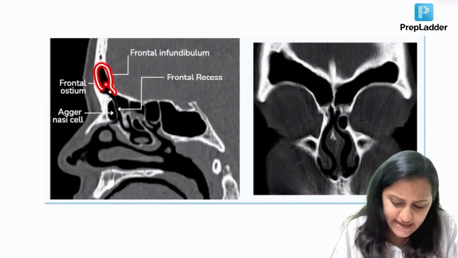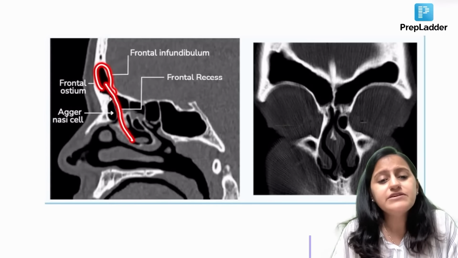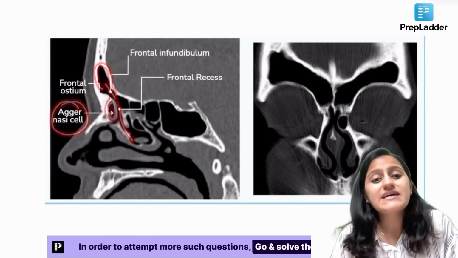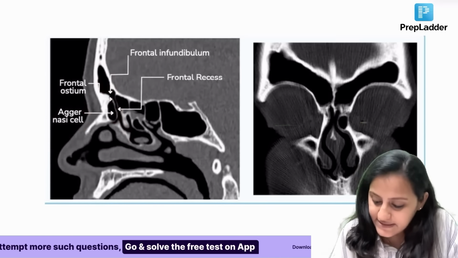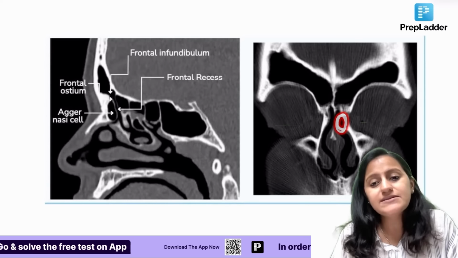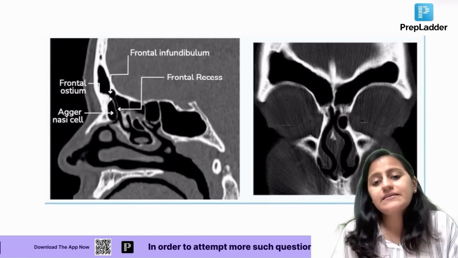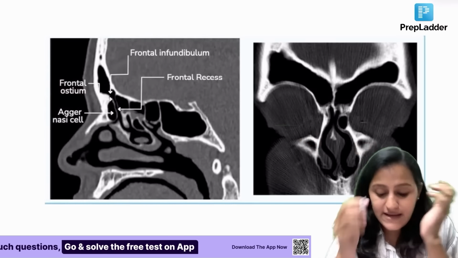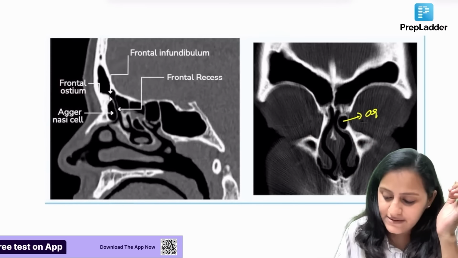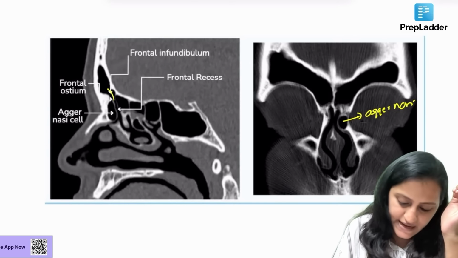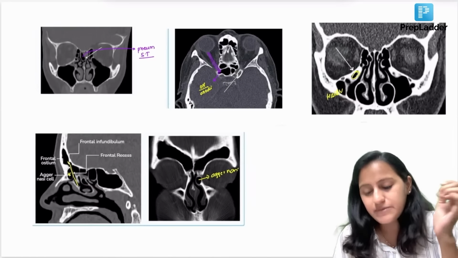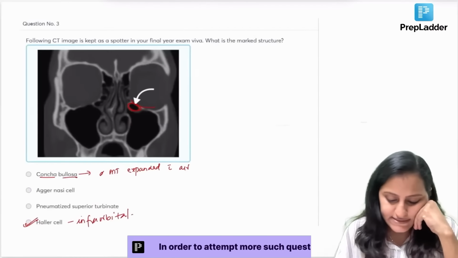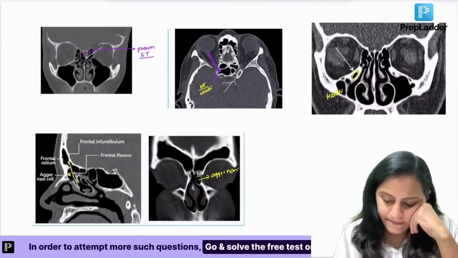This is the frontal sinus draining here. In front of the frontal recess, the air cell which you see, ethmoidal air cell, the anterior most, that is the agger nasi. This is where you see the agger nasi. You are not even seeing the complete maxillary sinus yet. It is the anterior most ethmoidal air cell, which is agger nasi, anterior to the frontal recess. Is this clear with everyone? Okay. Right, so this infraorbital one, this is the Haller cell that you are seeing there.